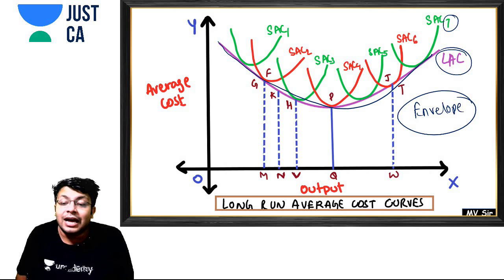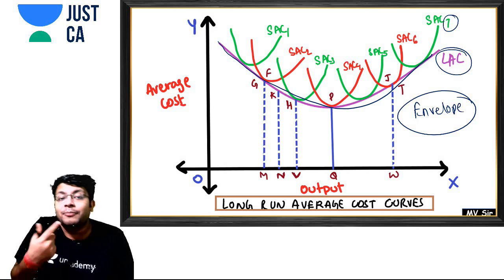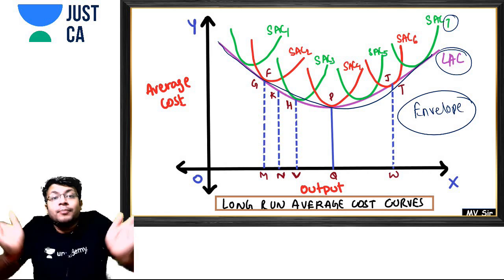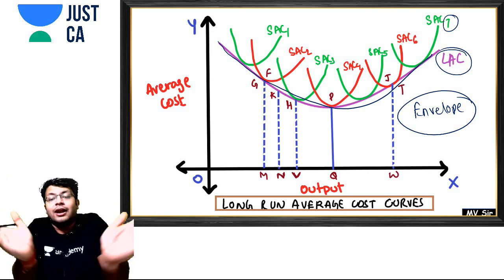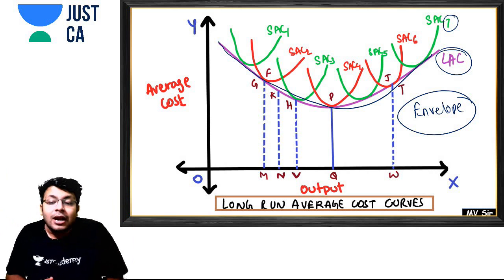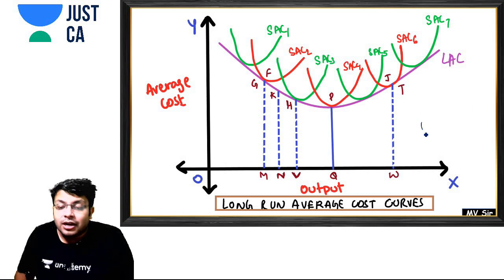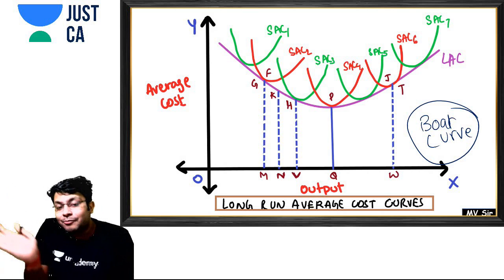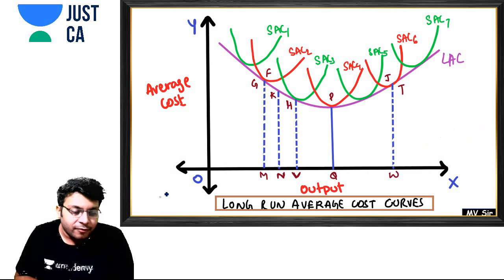This is pronounced envelope. It is also called the envelope curve because it is enveloping all the short-term average cost curves. That is why my long-run average cost curve is also called the envelope curve, or it is also called the boat curve. Sir, why boat curve? Because the shape of the long-run average cost curve is like a boat.